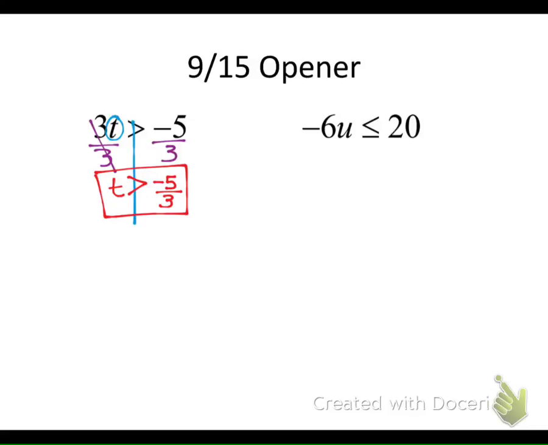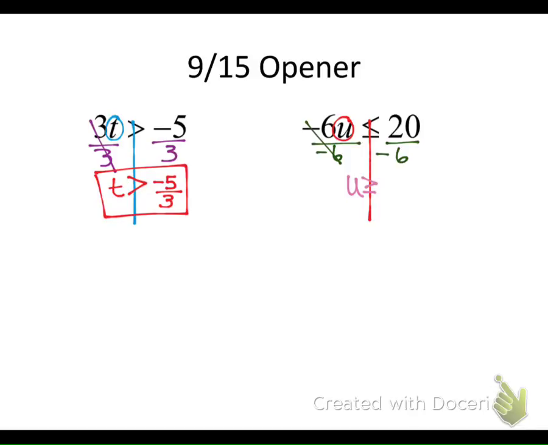Okay, last one here. Negative 6u is less than or equal to 20. How do I get the u by itself? Divide by negative 6. So that cancels. Bring down my u. Now, since I divided by a negative number, do I flip my inequality sign? Yeah. So u is greater than or equal to, what's 20 divided by negative 6?